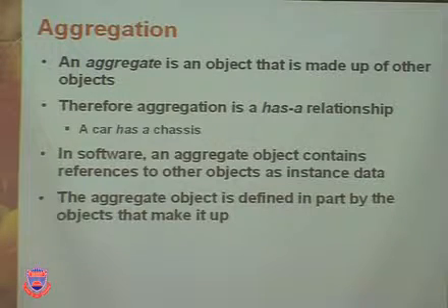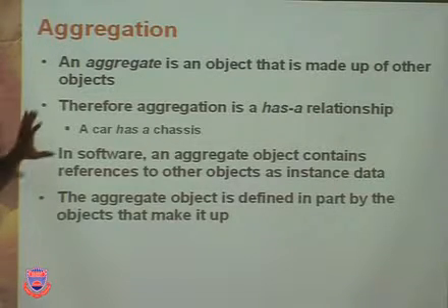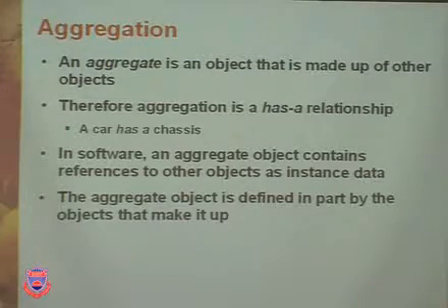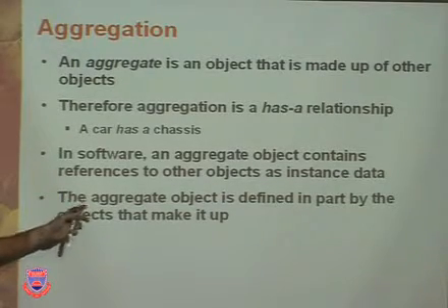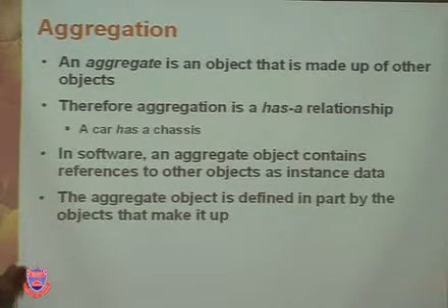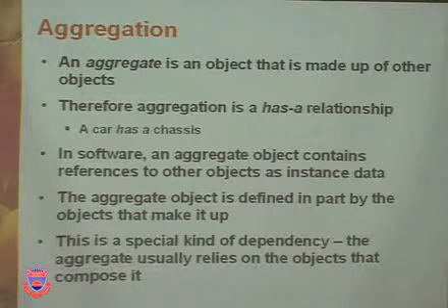Such as the example I gave earlier, a student has an address. Address is an object, so it is an aggregate for the student class. So it's going to be using that class object. Having references to other objects as instance data is how you can identify whether there's an aggregate object or not. So we will see examples of this.